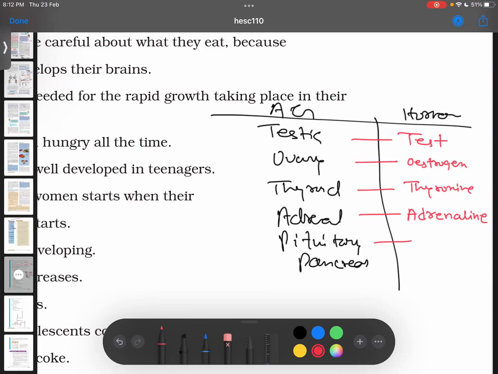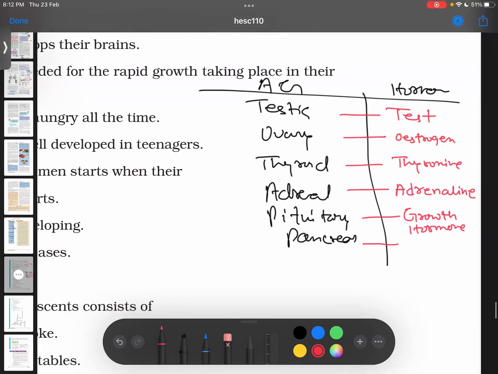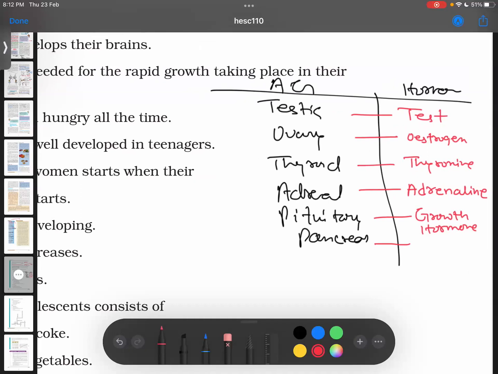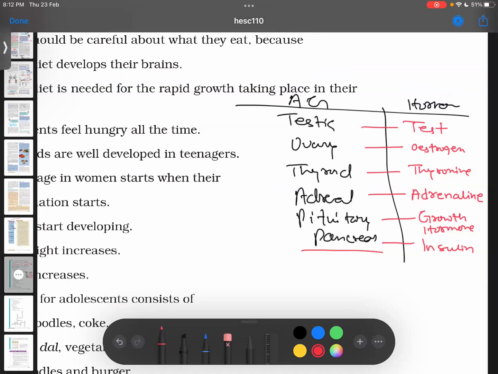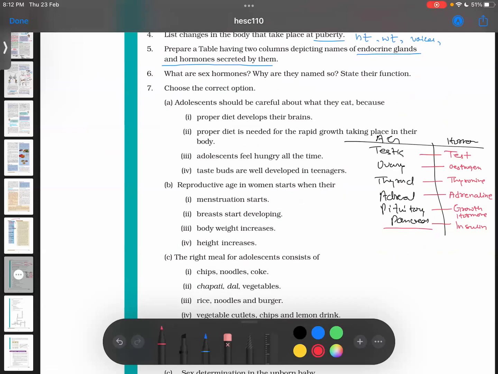Adrenaline. Okay. Pituitary. What about pituitary gland? Sir, that is very common. It secretes growth hormone. I'm talking about the hormone. Okay, sir. Pancreas. That is very common. If anyone is diabetic whom you know, you will know about the hormone secreted by pancreas. Diabetic patients lack insulin. They lack insulin in their body. Sir, I will revise this part of the chapter. Yeah, you will have to revise this part of the chapter. Okay.